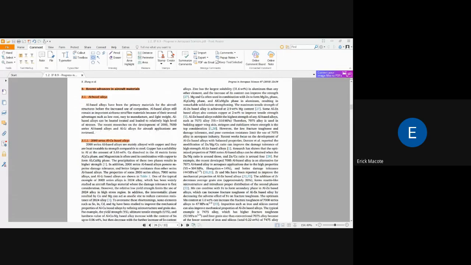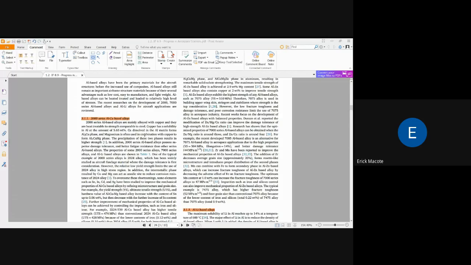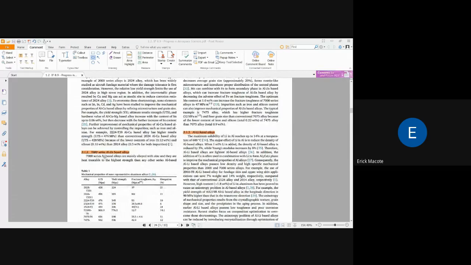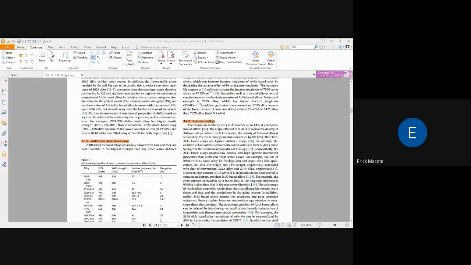Aluminum-based alloys still remain an important frame structure material. So we can see the recent research on the development of 2000 and 7000 series aluminum-based alloys for aircraft application, such as 2000 series aluminum-copper-based alloys, which possess superior damage tolerance and better fatigue resistance than the other series of aluminum-based alloys. Furthermore, we also have 7000 series aluminum-zinc-based alloys, as well as aluminum-lithium-based alloys.